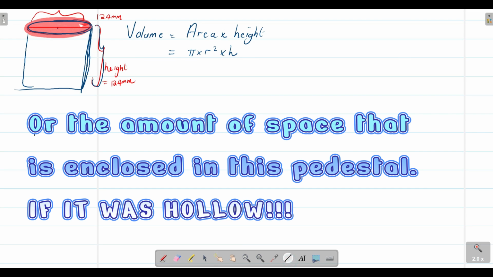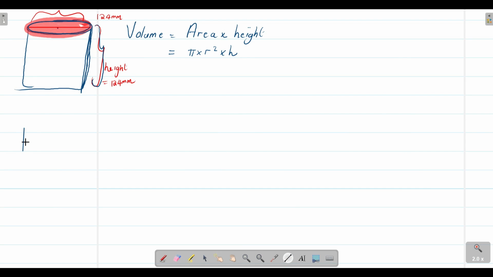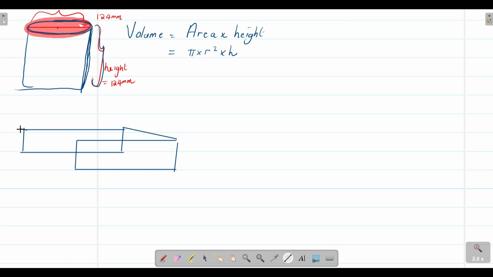I'll give you guys another example. Let's say we're basically given a rectangular prism. This is our rectangular prism, I'm just going to draw that there. It's like a box, a rectangular box. How would we go about calculating the volume of this box? How much space is enclosed within that box, or how much space does this box take up? So in other words, volume is equal to the area of a rectangle multiplied by its height.